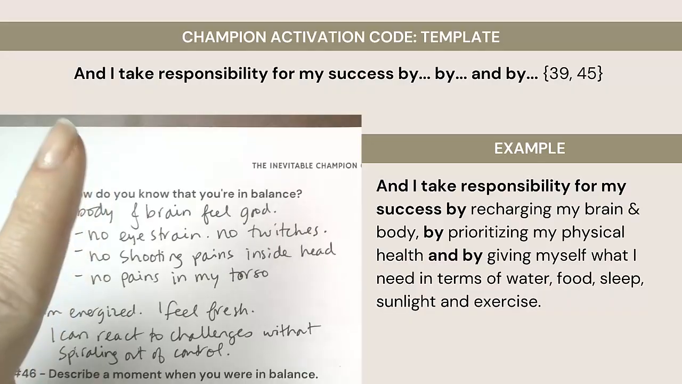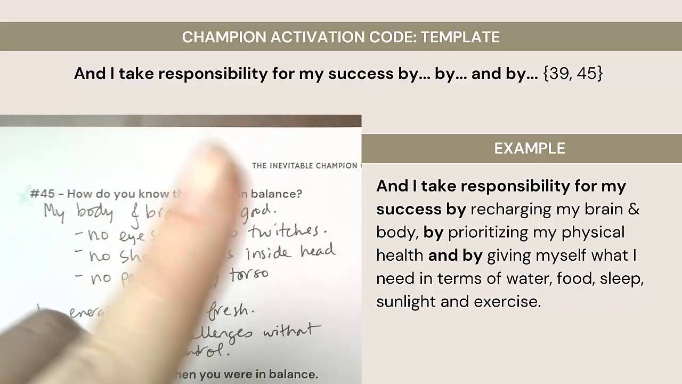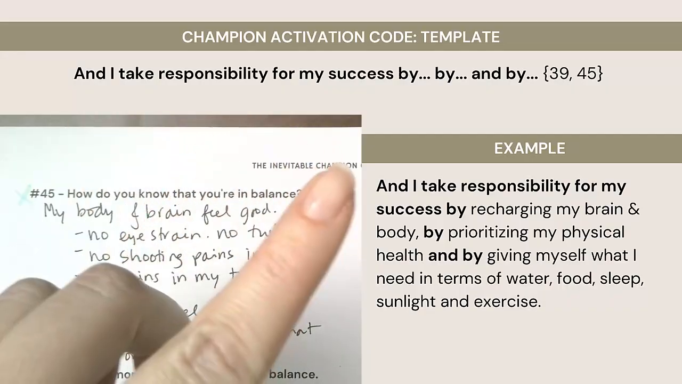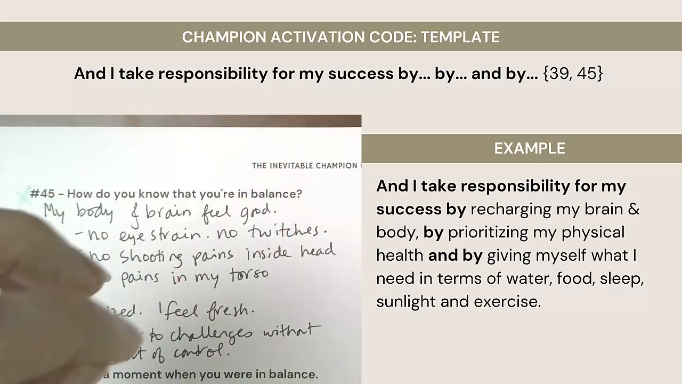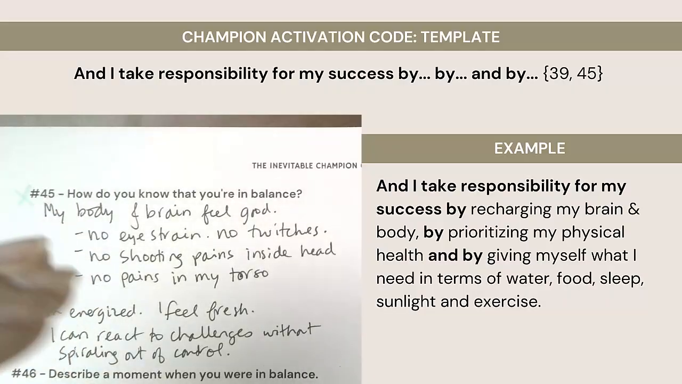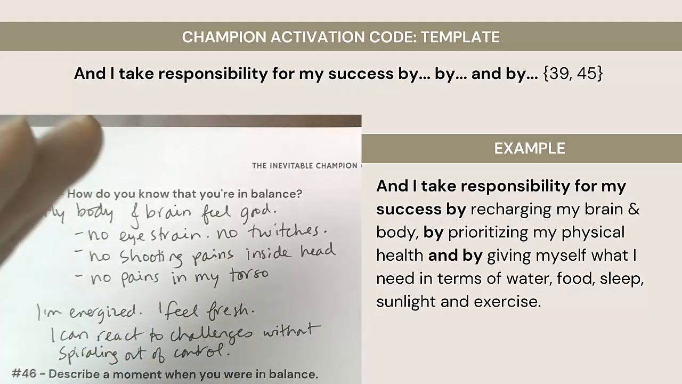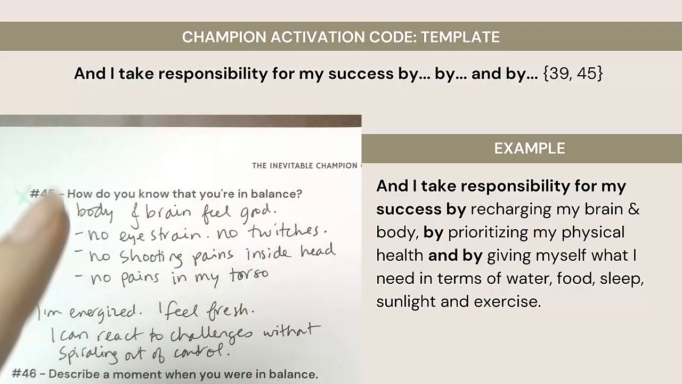Our next sentence is, and I take responsibility for my success by doing something that we're going to find in number 39 and 45. This is an incredibly important sentence because it allows you to reverse out of failure, to make a U-turn if you want, or to change directions, to take control and to take action to get you out of a bad place. And so we're probably going to find those answers in what you wrote down in 39 and 45.